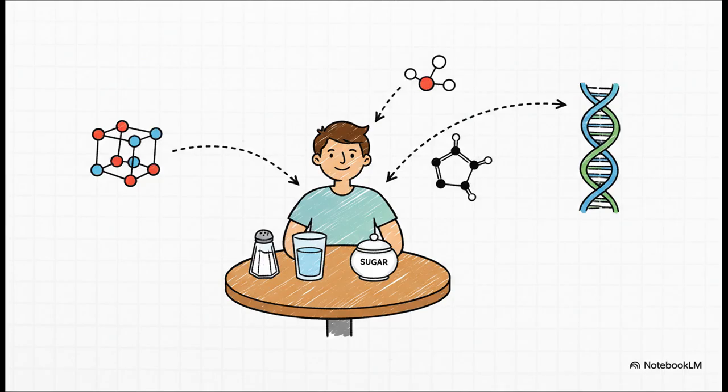And just think about how this shows up everywhere. The salt on your food is ionic, the water you drink and the sugar you might stir into it, those are covalent. In fact, your own body, all your proteins, your DNA, is held together mostly by covalent bonds. This isn't just theory from a textbook. It's the actual blueprint for reality.